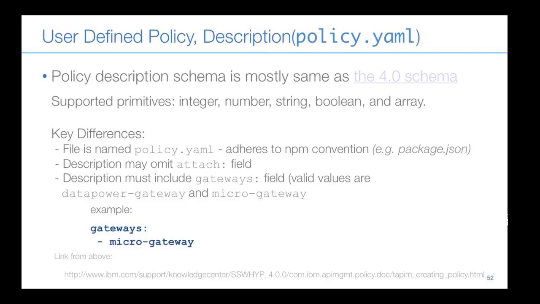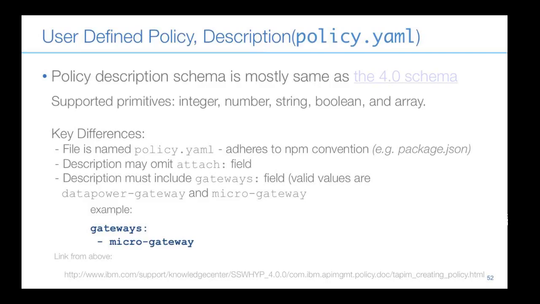Some key differences that you'll see with a policy YAML that the 4.3 product would have: in this case it's actually called policy.yaml. It's not named after your policy name, which is the convention for 4.3 and beyond. And also, you don't need to have the attach field in your policy.yaml because it doesn't really apply for a micro gateway. The whole notion of attach REST or attach SOAP doesn't apply here.